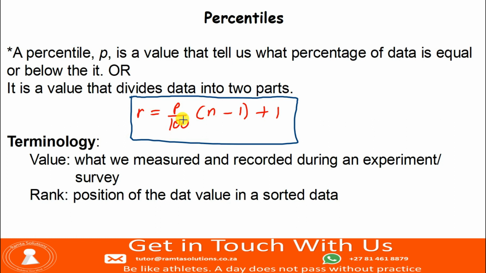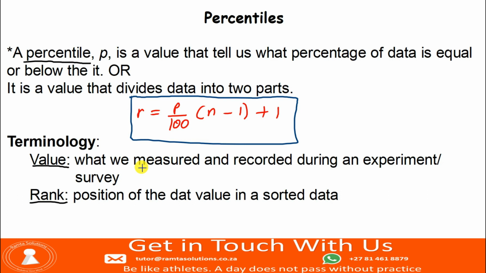There is some terminology that we use. One is, of course, the term percentile, which we have defined. Then we also talk of the value, sometimes also called the datum. When we talk of the value, we are saying this is what we measured or recorded during an experiment. So obviously you will get this from your data set.